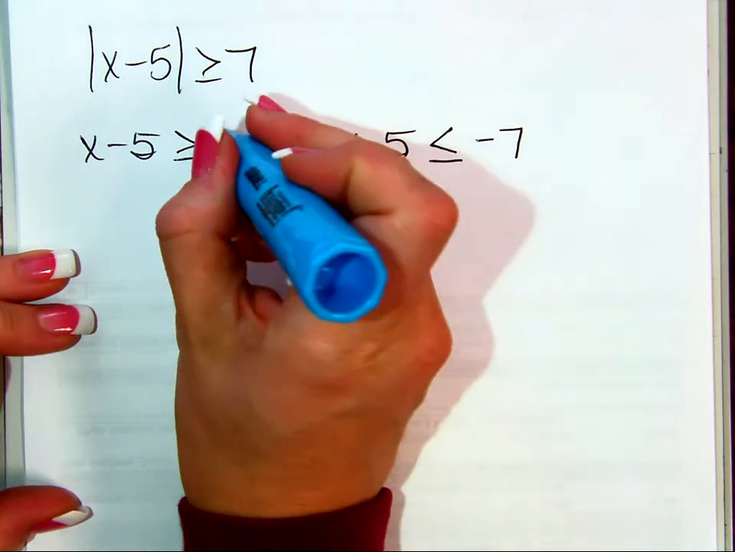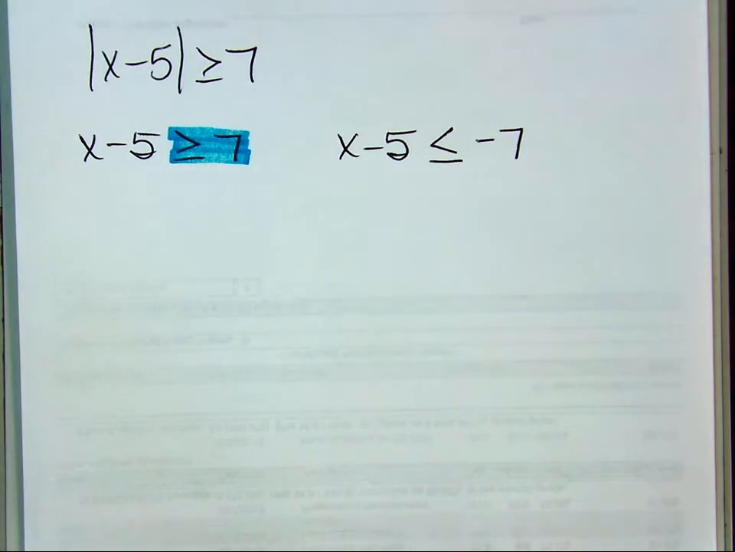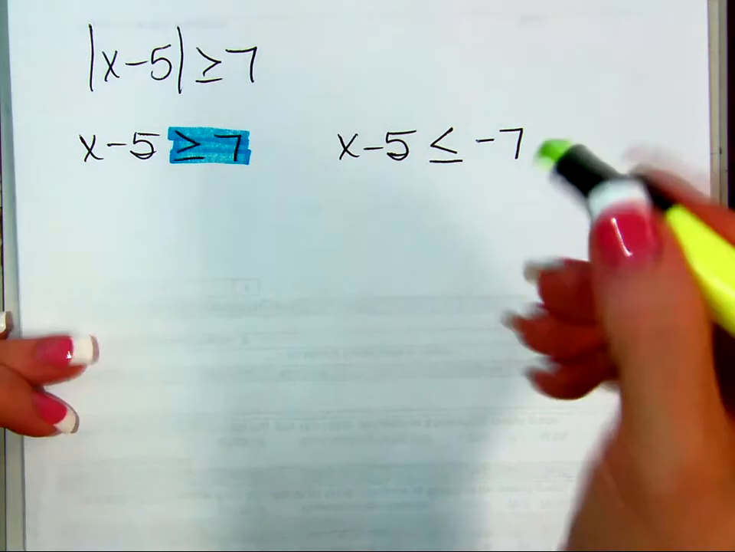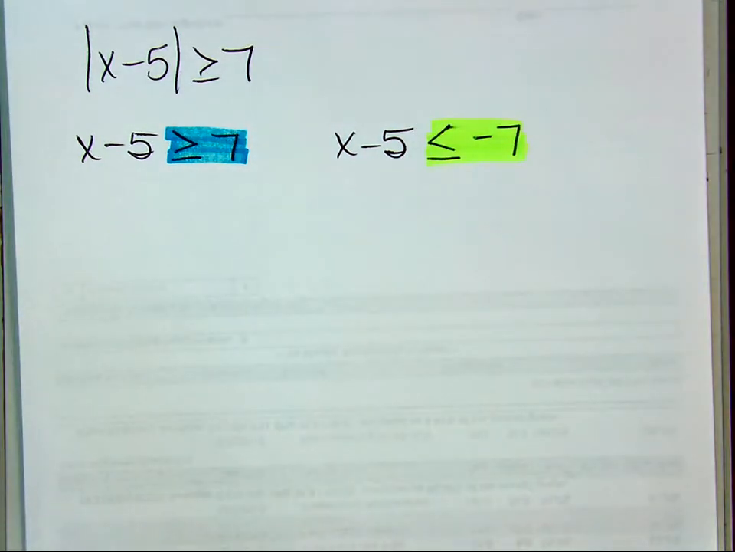So here's your greater than. I'm going to highlight both things because you have the greater than or equal to positive 7, but then you have a less than or equal to negative 7. Yeah, it's actually the equation with x minus 5 is greater than or equal to negative 7. Great question. I'm so glad you said that because I had it in my notes.